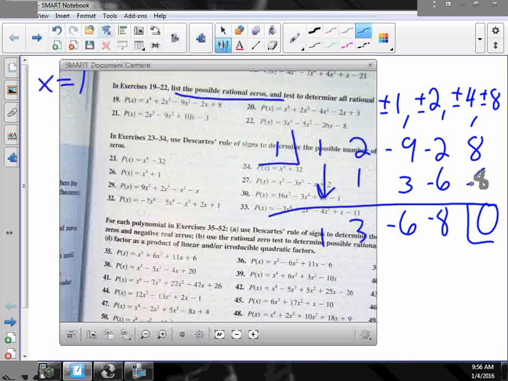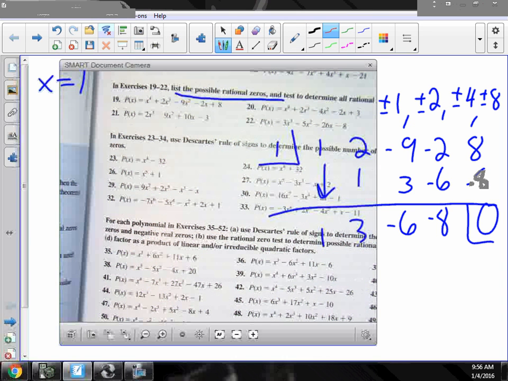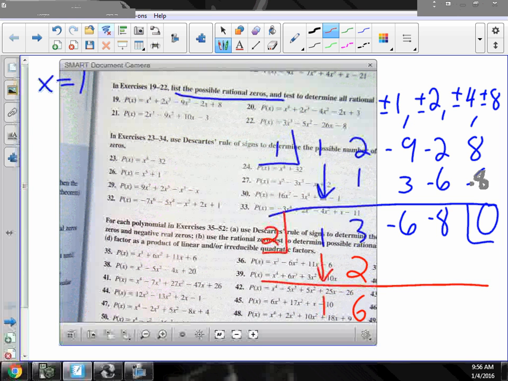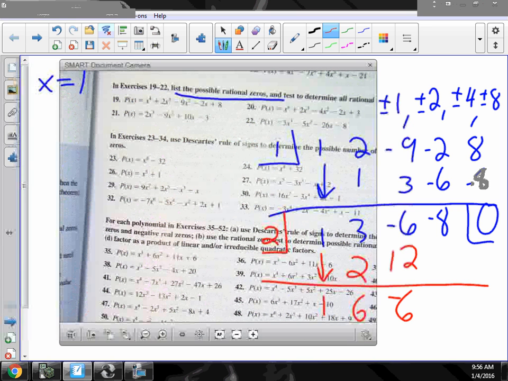Now what would you try? You could try 2, you could try negative 2, you could try any of them. The lower numbers are certainly easier to test. So we'll put 2 in here. Drop the 1. 2 times 1 is 2. 6. So that would be 12. Negative 6. Did that work? 2 times negative 6 is not positive 8. So 2 didn't work.